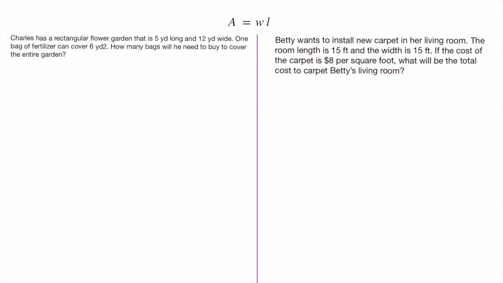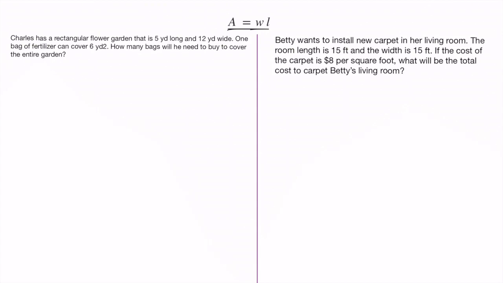Let's look at another one. So Charles has a rectangular flower garden that is 5 yards long and 12 yards wide. One bag of fertilizer can cover 6 yards squared. How many bags will he need to cover the entire garden? All right, so we're talking about how much inside the garden. So that is an area problem. So this time we're going to be doing area.